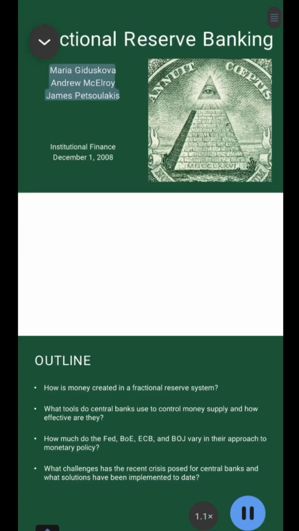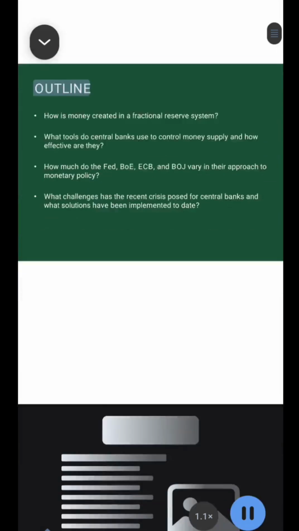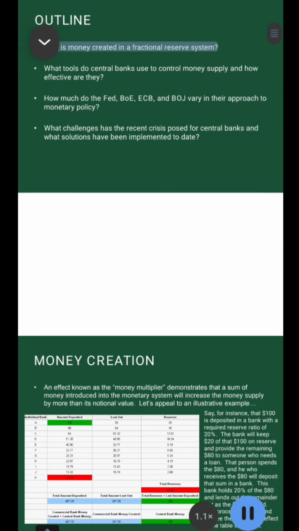Fractional reserve banking. Maria Giduskova, Andrew McElroy, James Petsoulakis. Institutional Finance, December 1, 2008.